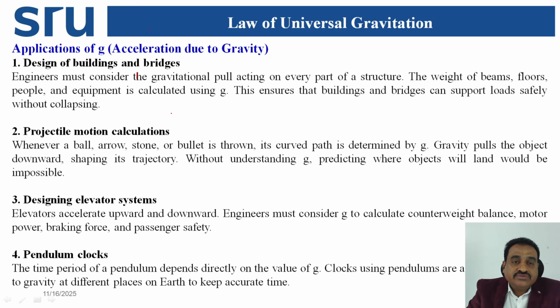So, coming to projectile motion calculations. Whenever a ball, arrow, stone, or bullet is thrown, its curved path is determined by acceleration due to gravity. Gravity pulls the object downward, shaping its trajectory. Without understanding g, predicting where objects will land would be impossible.